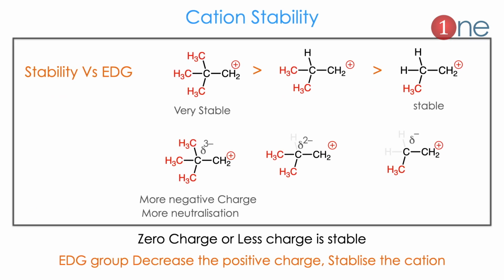Then the cation stability. The electron donating group stabilizes the cation because stability means zero charge or less charge. The cation has the positive charge, and the electron donating group donates the electron more, so it tries to reduce the charge more and more. The more the electron donating group, the more the charge reduction. So it moves towards neutrality. More electron donating group leads to a neutral system. That's why it's more stable. So the electron donating group stabilizes the cation.